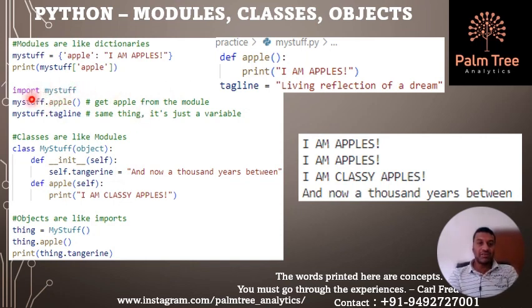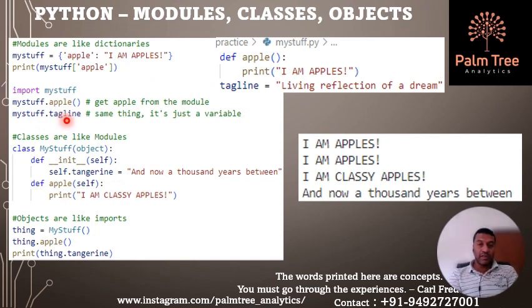So this is the way of calling the module. Import mystuff means you are calling another module, and this other module is being pulled here. So directly we can call mystuff.apple. Inside that mystuff there is a function written, def apple, and print I am apples, and then some tagline. This is a variable and this is a function, or some other operations are also possible. So those things are being called here: mystuff.apple and mystuff.tagline.